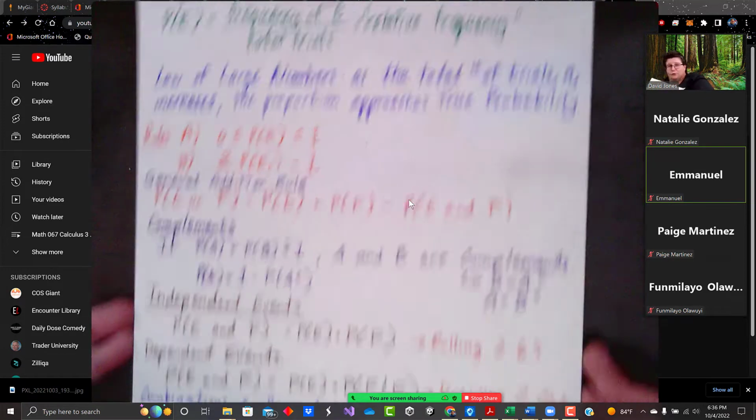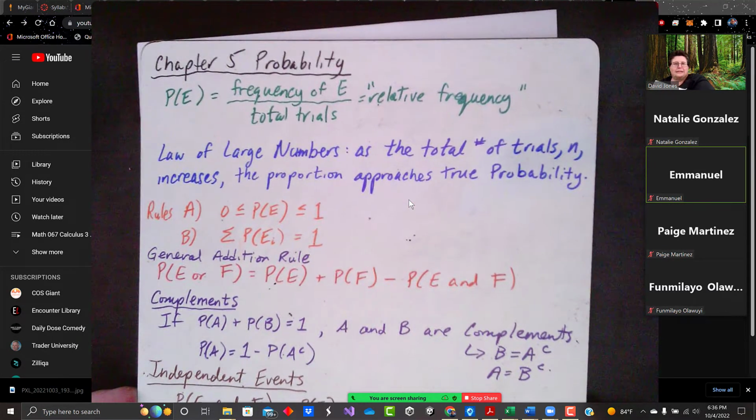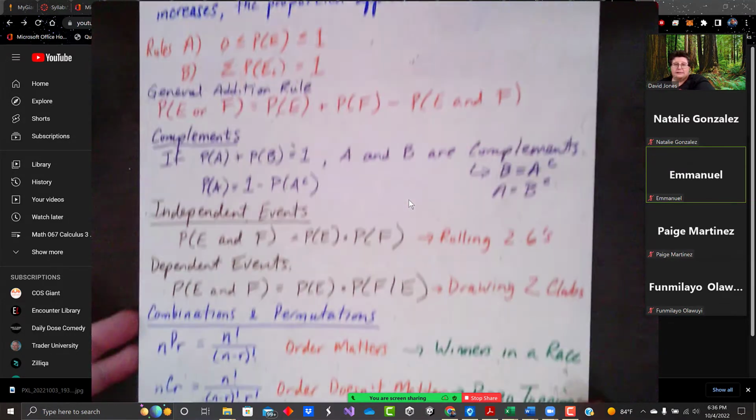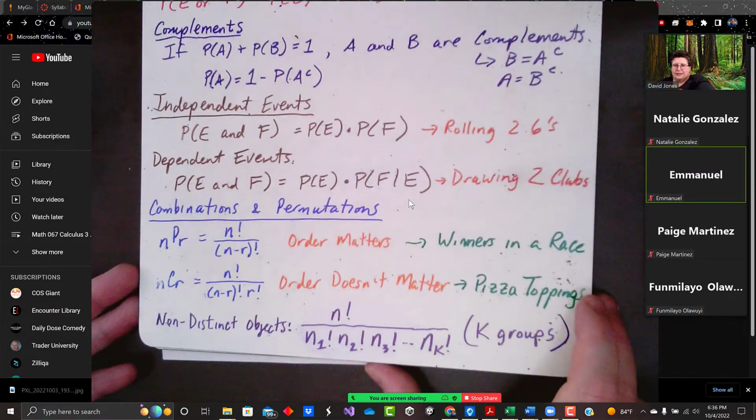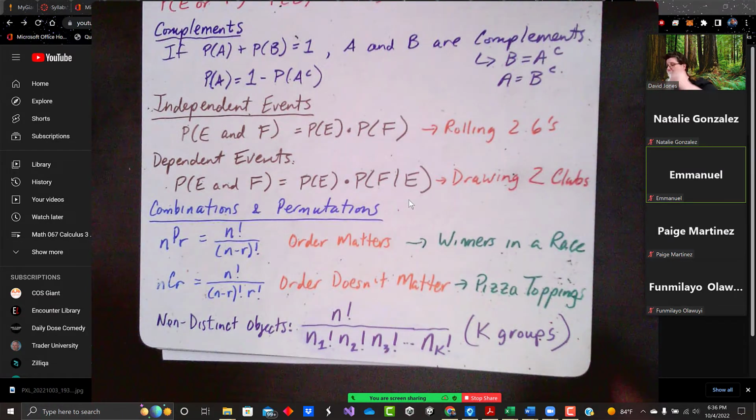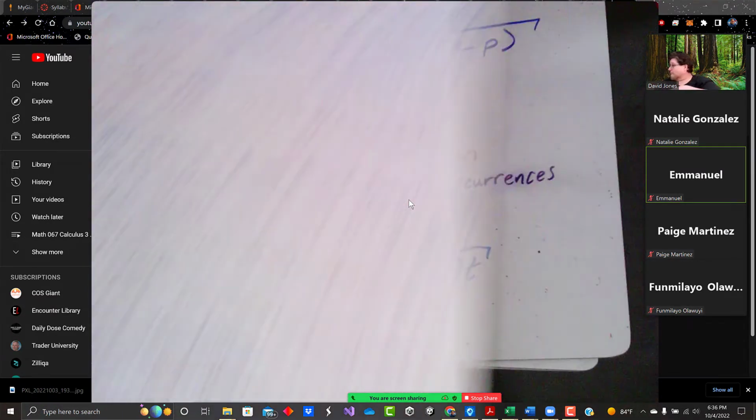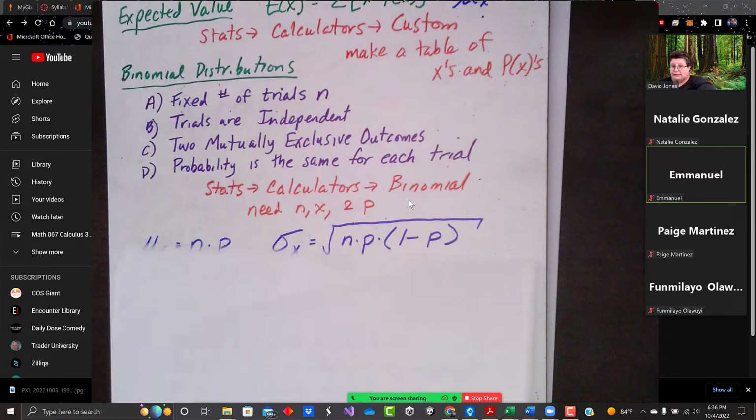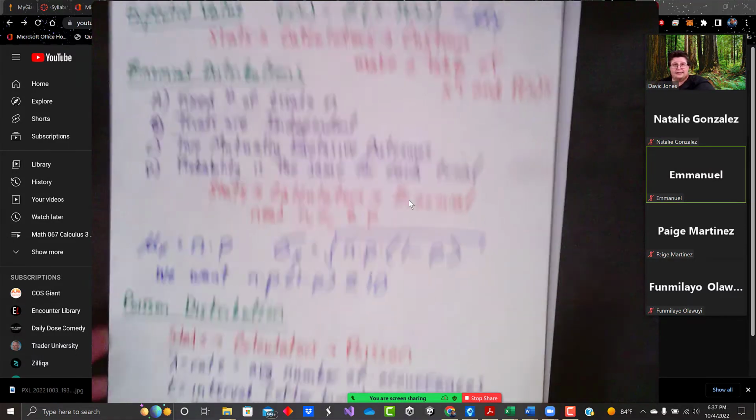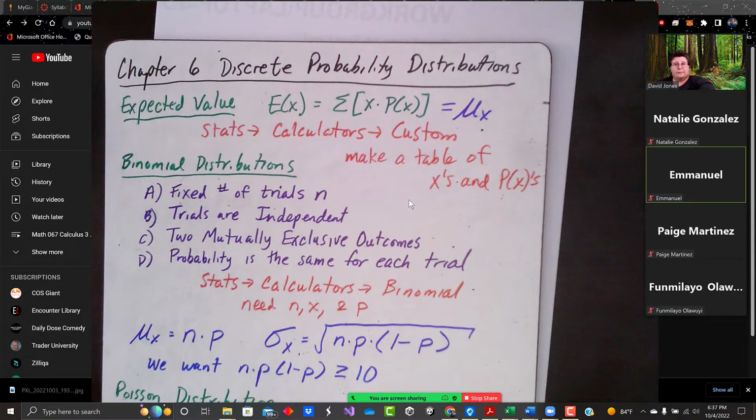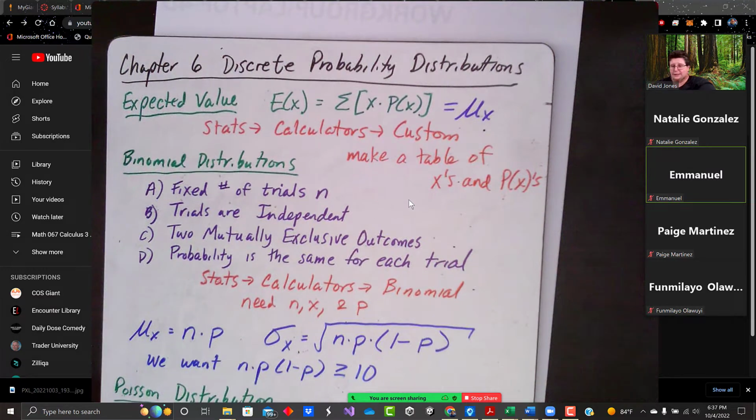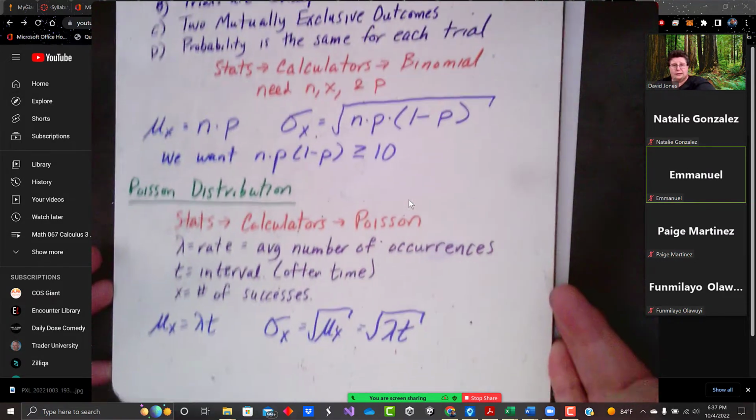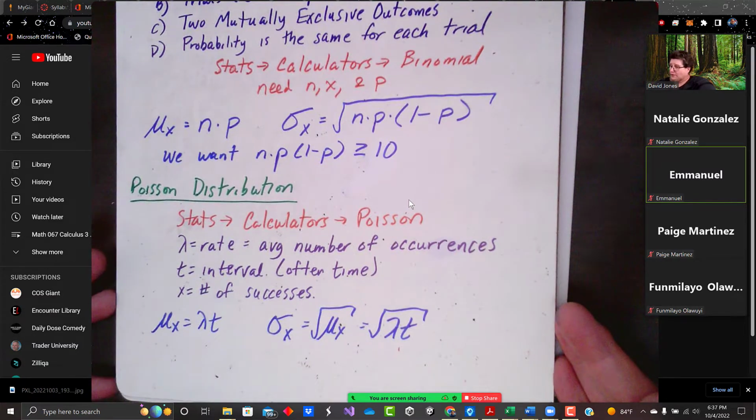Chapter 5 is a full tablet. This is just so you can pause them and take notes as you need it. We'll come back and do them in a second. Let's see. Chapter 6 is discrete probability distributions. Again, so you can pause it and take the notes later. Just maybe soak in the content for now.